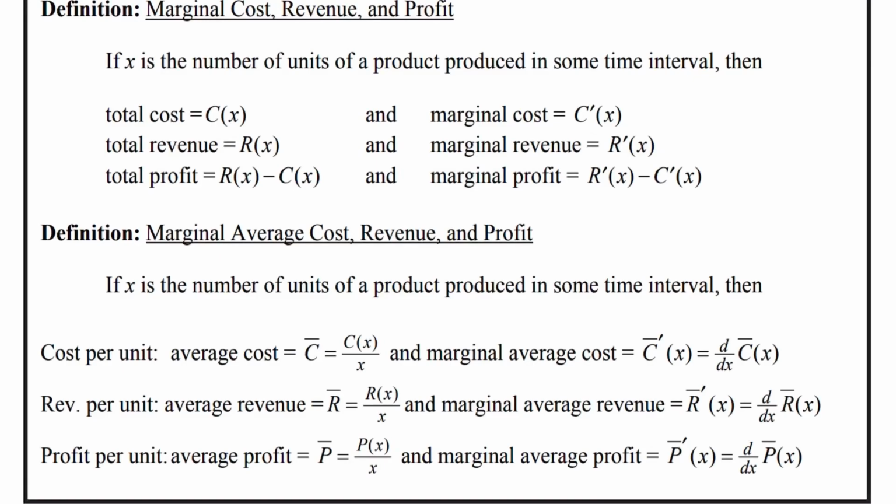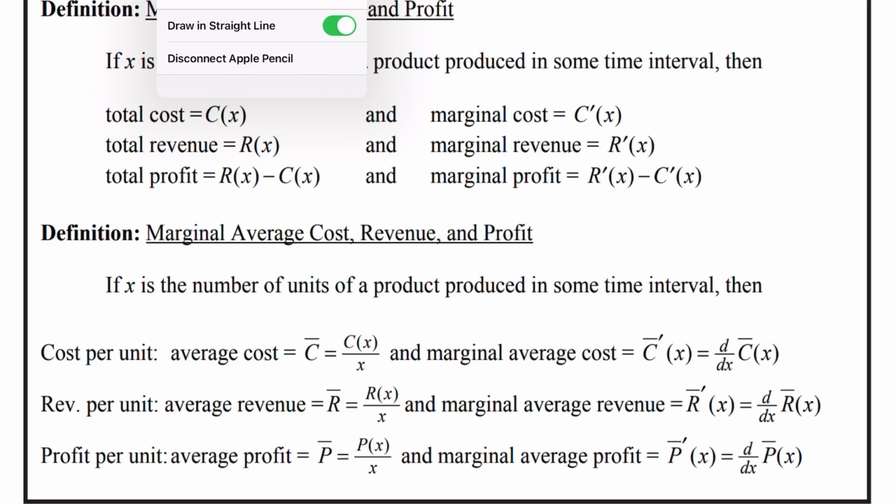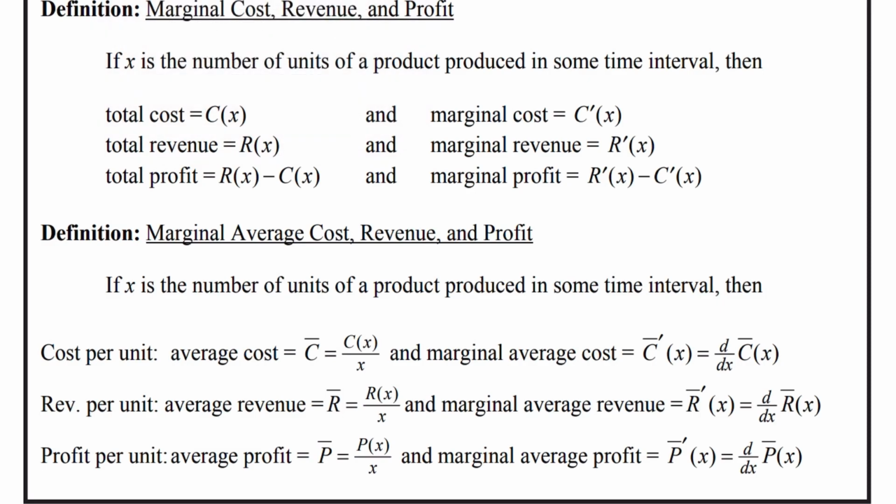Analysis of business and economics. So let's go ahead and take a look at the definitions first. Here I have marginal cost, revenue, and profit. Here I have total cost, which is C of X, total revenue, which is R of X, and total profit, which is by default the revenue minus the cost.